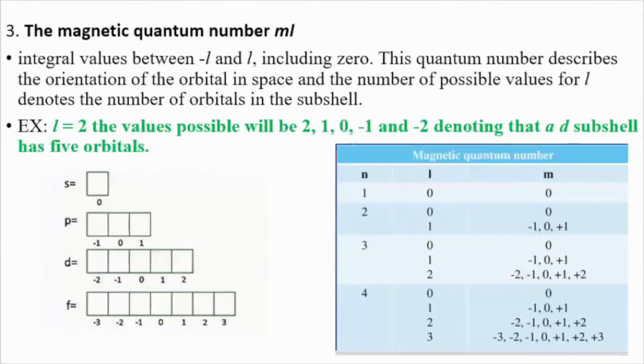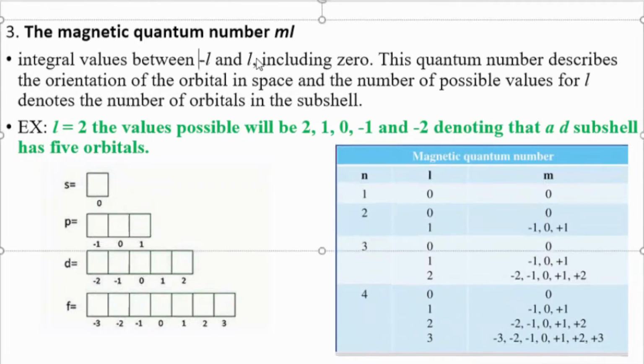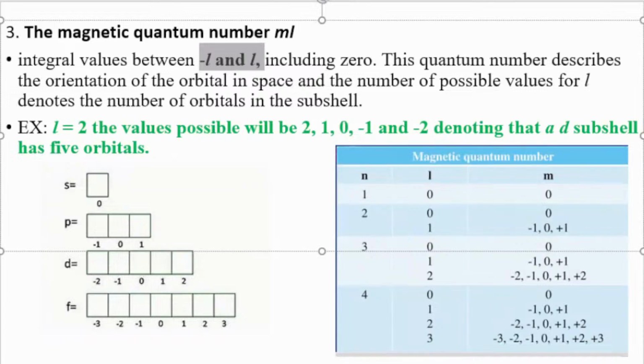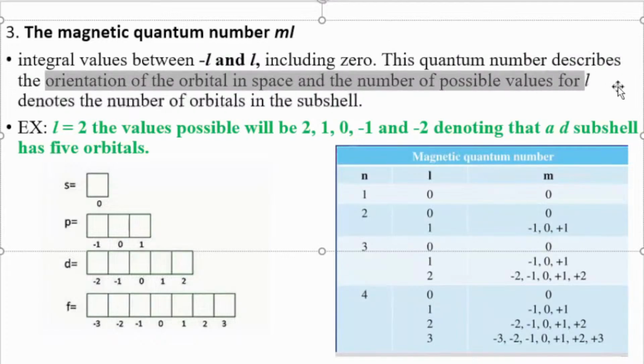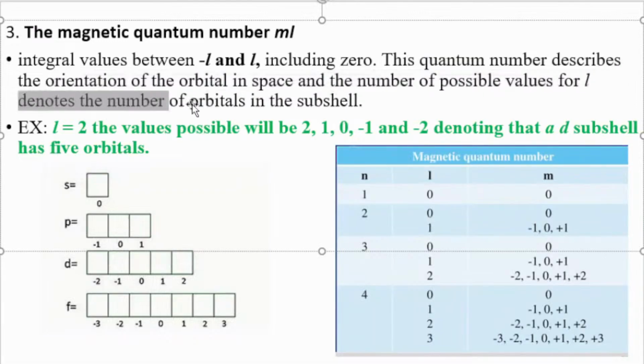Okay, then we'll move on to the third one. It is about the magnetic quantum number. Magnetic quantum number lies the values between minus L to plus L, including 0. This quantum number describes the orientation of orbital in space, the number of possible values for L. Then this denotes the number of orbitals in a subshell.